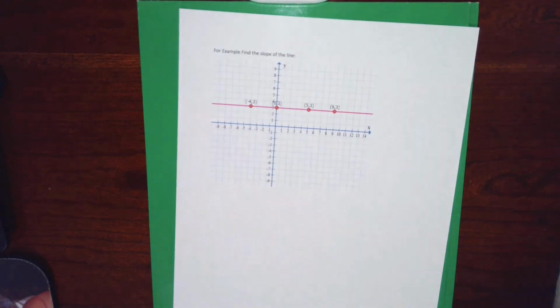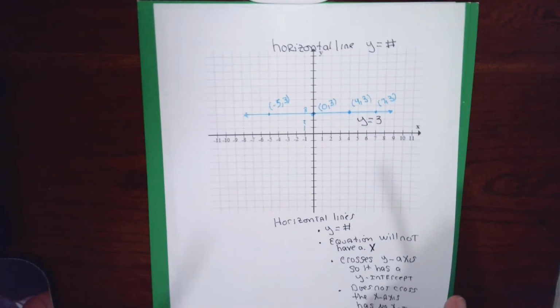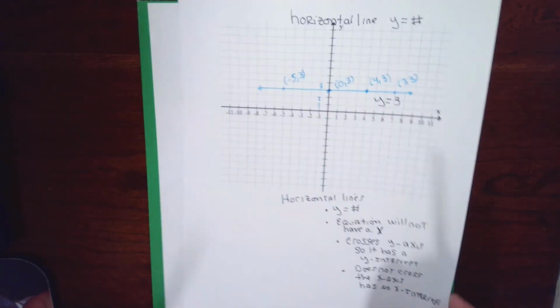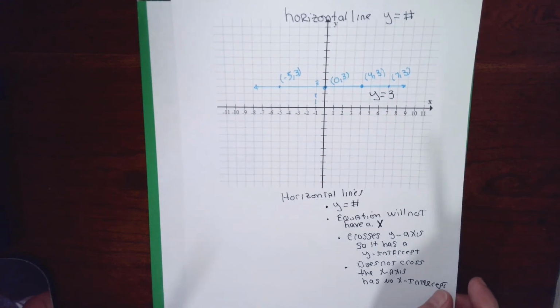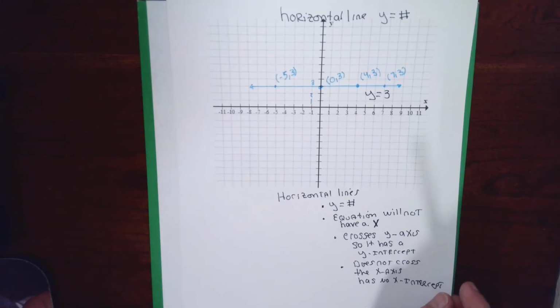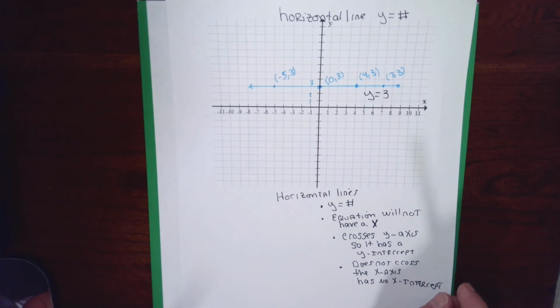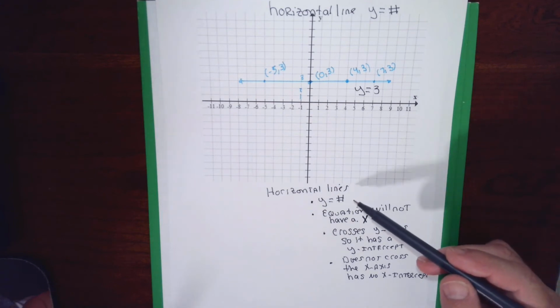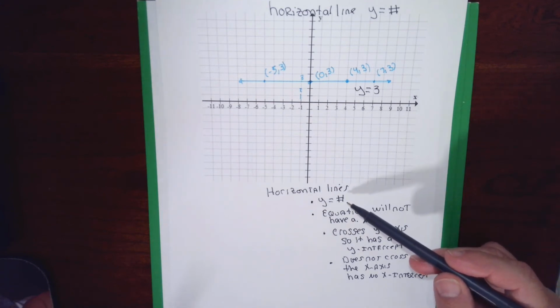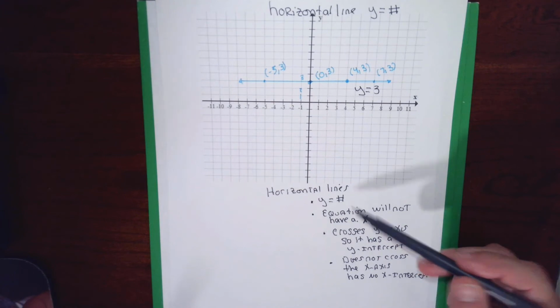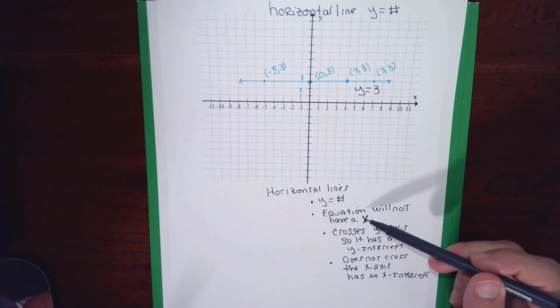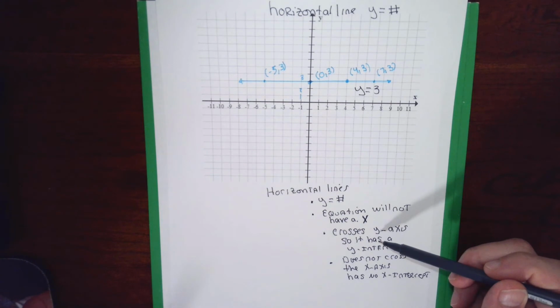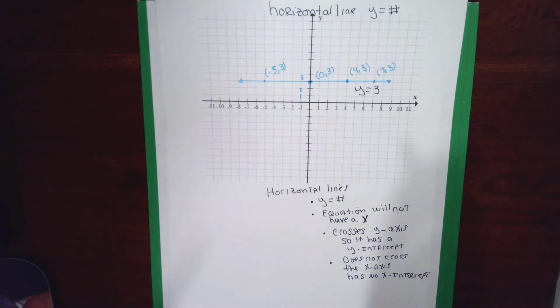The next line is a horizontal line, and if you watched the last part of the last video, I started making up some little bullet points about horizontal lines. I'm going to keep adding to that because horizontal lines and vertical lines are kind of one of these things that's not like another. In the last section, 3.1, we learned that horizontal lines have an equation in the form y equals some number. The equation doesn't have an x. The graphs cross the y-axis. They have a y-intercept. They don't cross the x-axis.